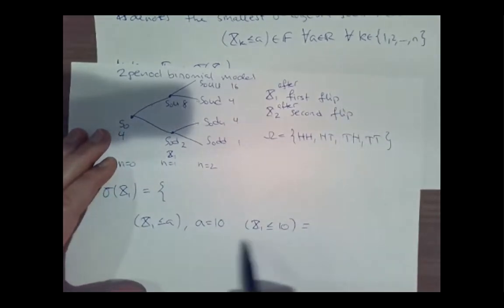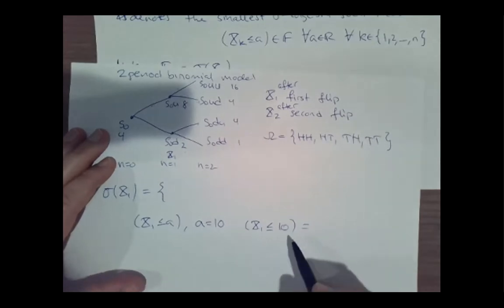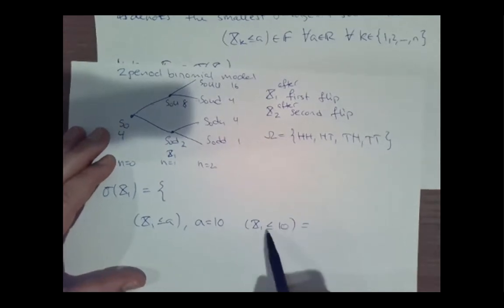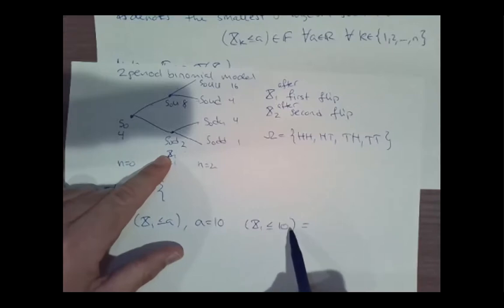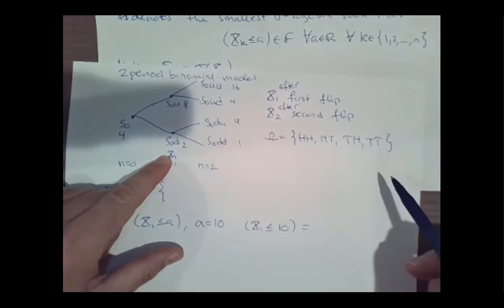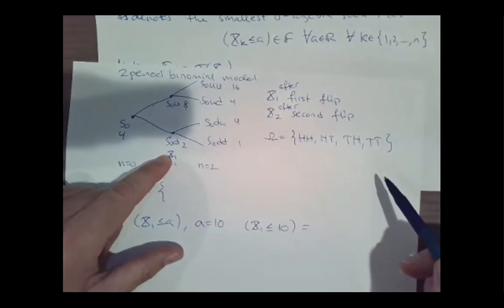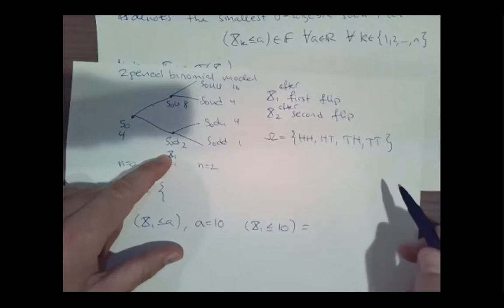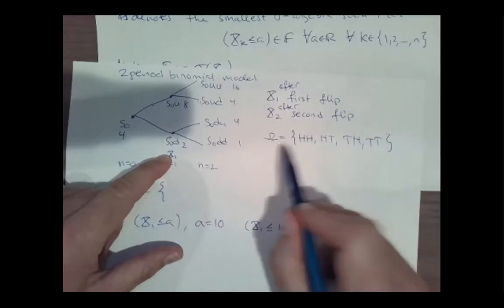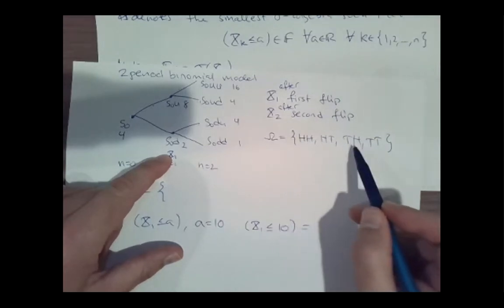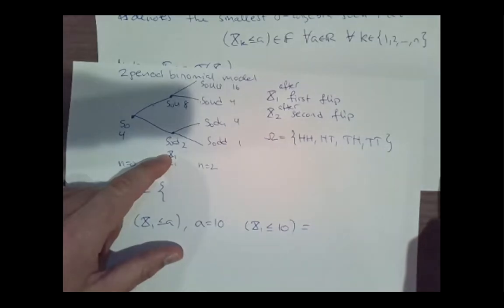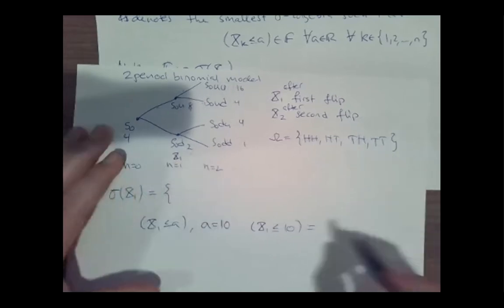So if I'm looking at what omegas belong to the set when x1 is less than 10, well, x1 is either going to be 8 or 2. So what omegas will it work for? H and T. Well, omega consists of HH, HT, TH, and TT. All of them? All of them.